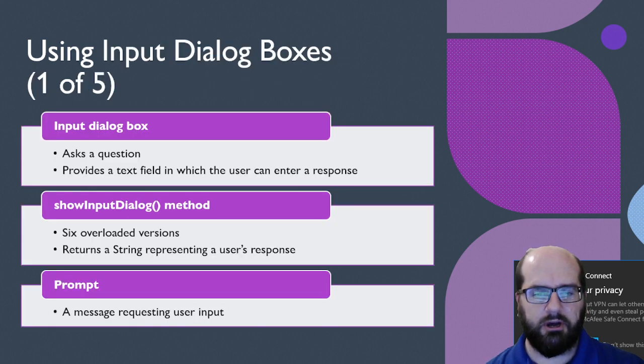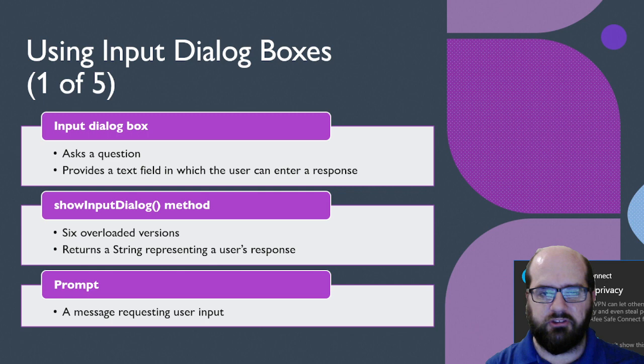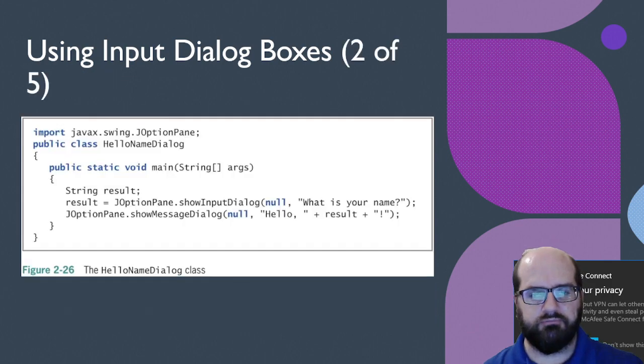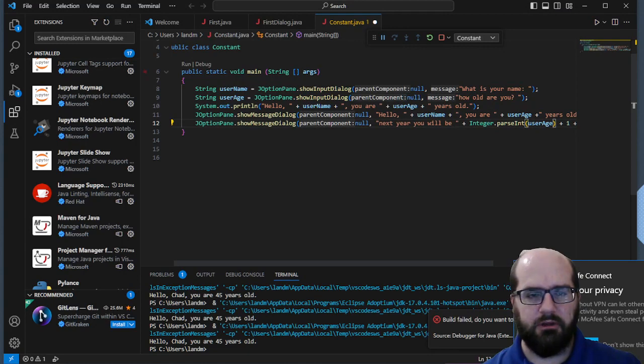The input dialog box just asks a question and provides a text field in which the user can enter a response. It returns a string representing the user response. So if you're going to use numbers, you're going to want to change that data type for future use in the program. This is an example program. I made my own example program, and I am going to show that here.